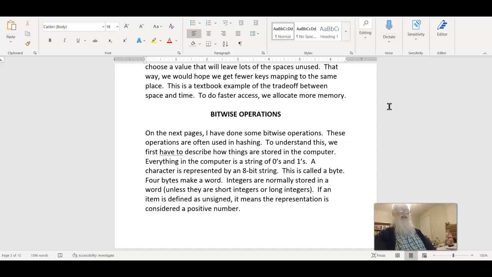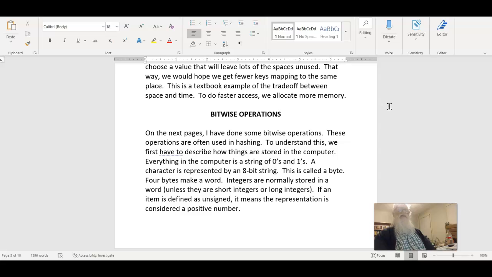These operations operate on the internal representation of an item. We look at things from the outside. We see integers. We see floating point numbers, doubles. We see char. We see strings. The computer doesn't. The computer sees strings of zeros and ones. That's all it sees. The software, the program, has to interpret what those zeros and ones mean.